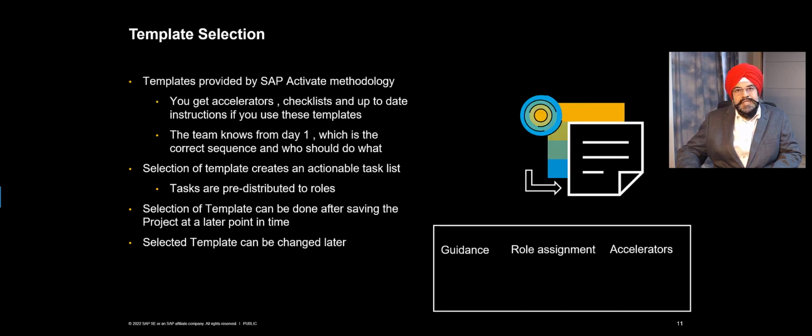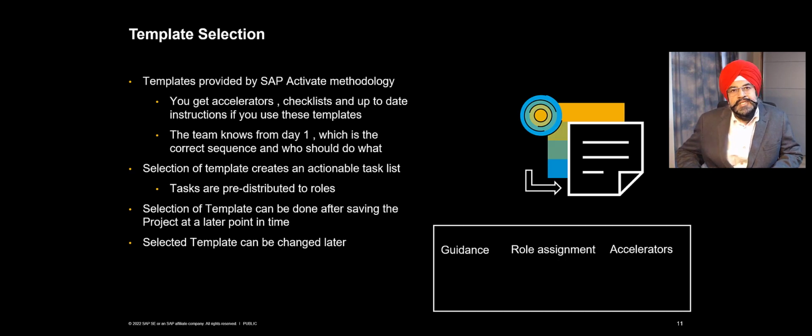The first step is template selection. When you create a project, you can easily select from a list of possible SAP Activate templates. They are a fantastic jump start to your implementation because each template is preloaded with instructions that have been compiled over a number of years and with contribution of thousands of SAP practitioners.